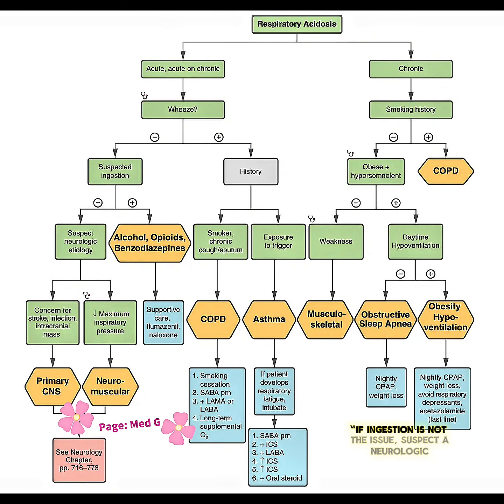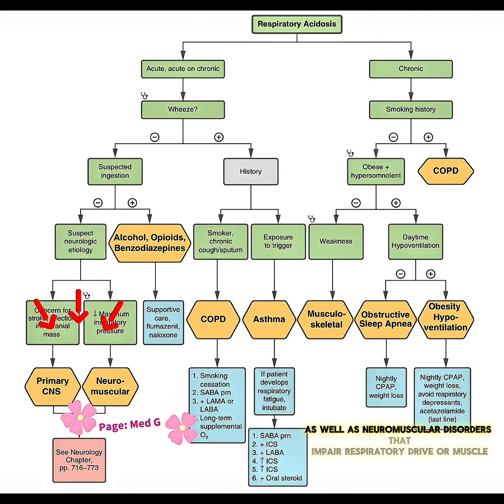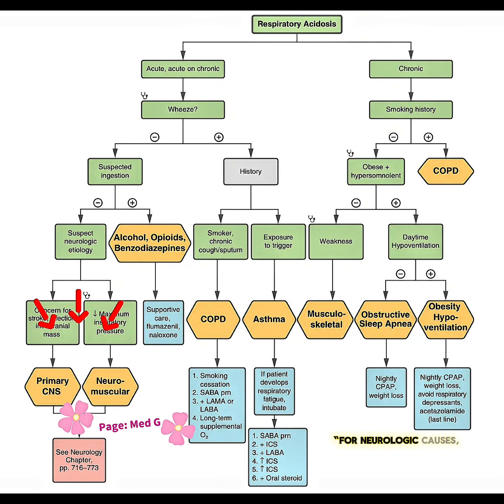If ingestion is not the issue, suspect a neurologic etiology. This includes primary central nervous system conditions like stroke, infection, or mass lesions, as well as neuromuscular disorders that impair respiratory drive or muscle strength. For neurologic causes, evaluate for signs of CNS pathology and consider maximum inspiratory pressure measurements. Refer to the neurology chapter for in-depth assessment.